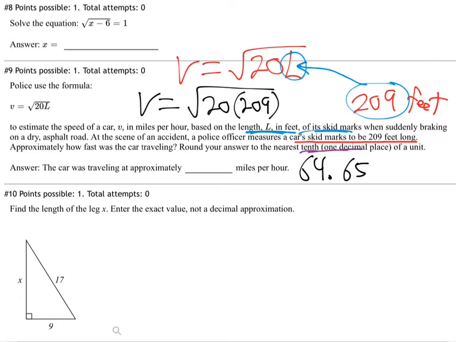So remember how to round. You circle the spot you're going to stop at. We're going to stop at 1 decimal place, and you look 1 to the right. If the one to the right is 5 or more, you go up. So it'd be 64.7. So that car must have been going 64.7 miles an hour.